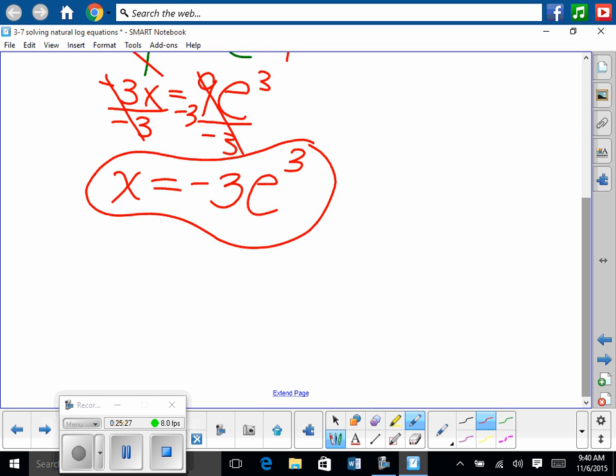So e is just a number, right? Oh, sorry, I see what you're saying. You could actually calculate that, and you would get a big long decimal and then just plug it back in. So that's fine, but for your answer, for me, I want this answer.